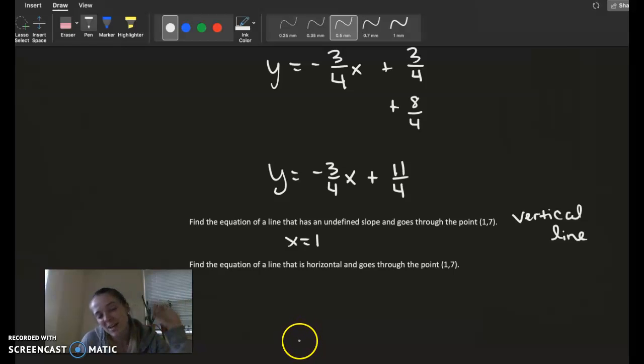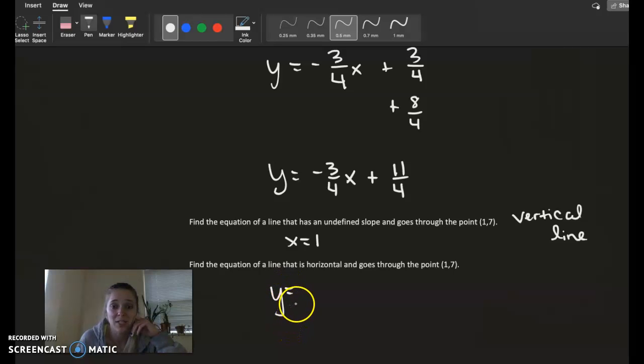The second kind of weird example I have here is find the equation of a line that is horizontal and goes through the point 1, 7. So if it's horizontal, that means the y values are always the same. So you're going to have y equals a number. And in this case, the y value of the point it goes through is 7. So I'd have y equals 7.